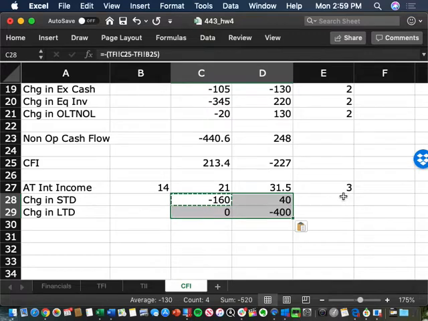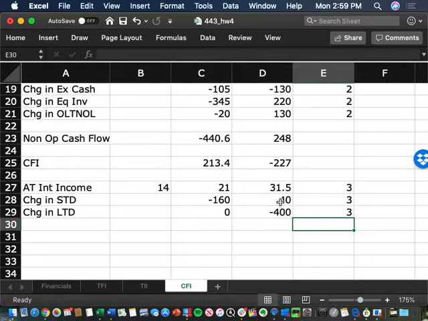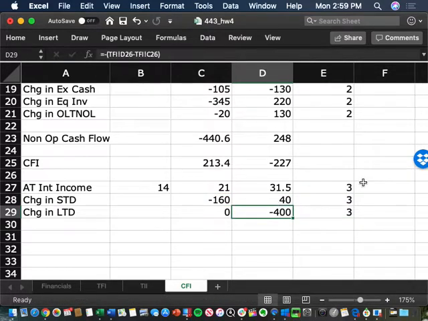In fact, let's test this. What does negative 400 mean for long-term debt? What would we expect to see on the balance sheet? If I had a negative 400 on my CFI for long-term debt, what does that mean? Negative 400 to CFI, what does that mean?